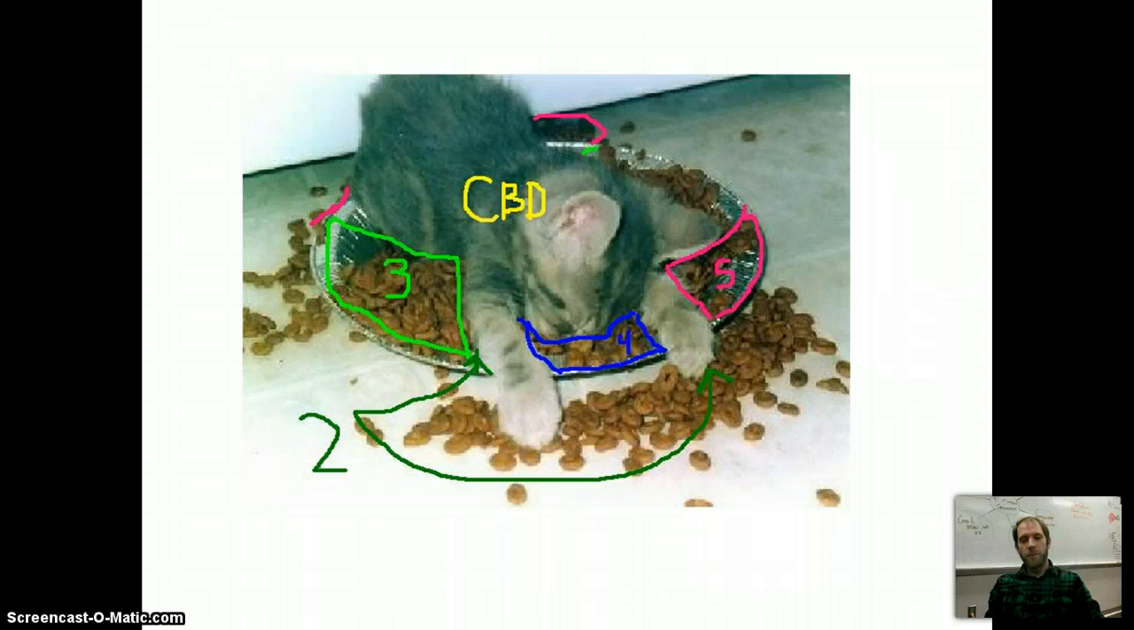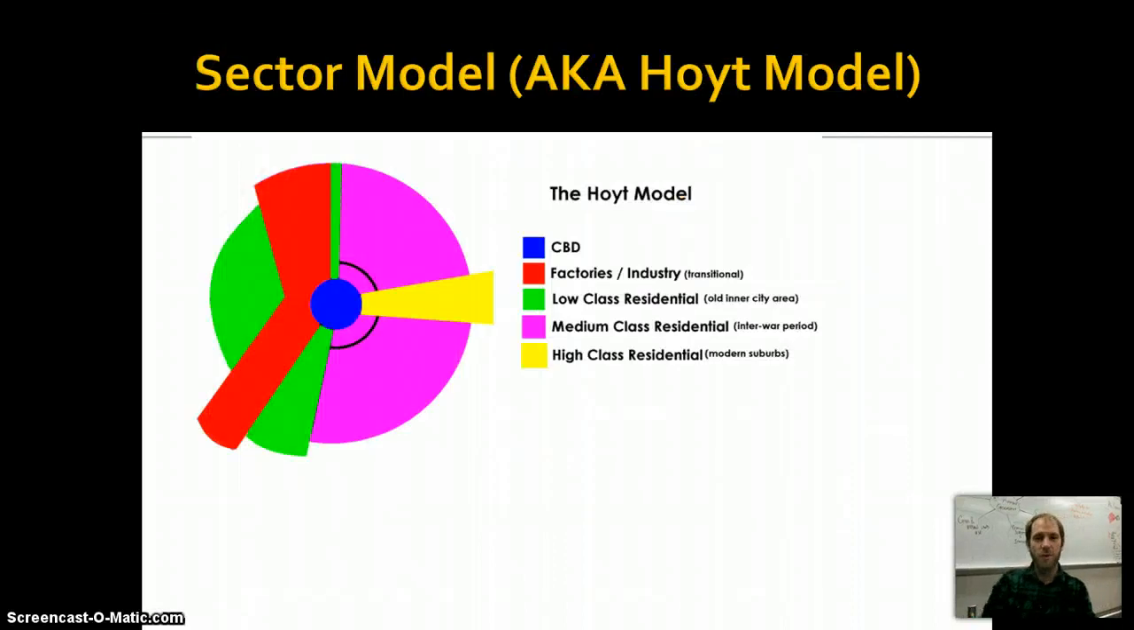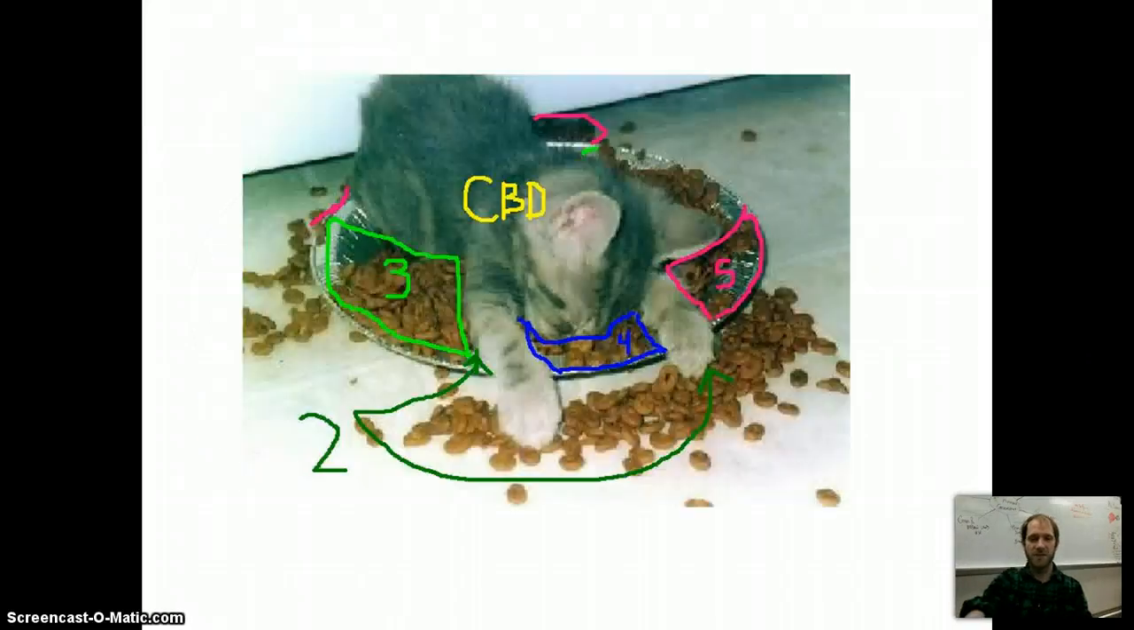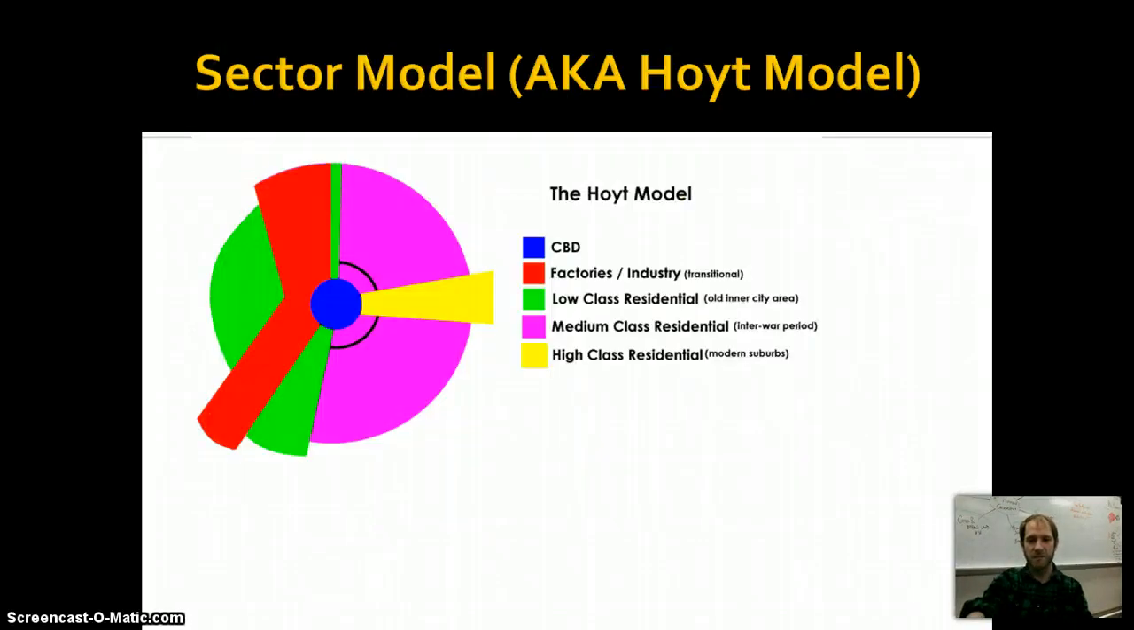Now the second one we're going to look at, I have this cat that has fallen asleep in his food bowl, and you can see I have a CBD on the kitty right there. This is going to be the central business district right here. You'll notice I have some numbers. This one I'm going to call the sector model or the Hoyt model. And you can see that instead of just looking like a kitty, it kind of looks like that.